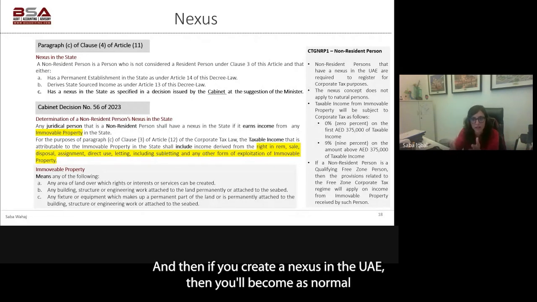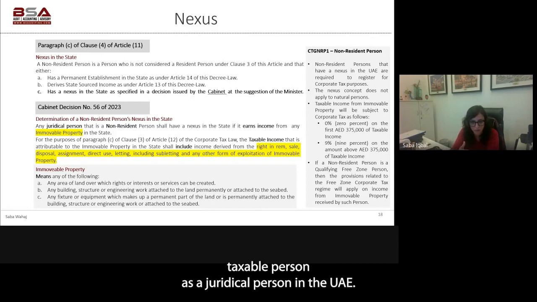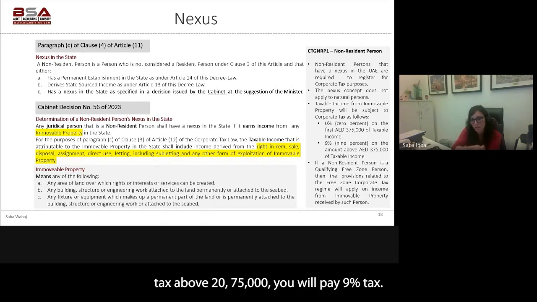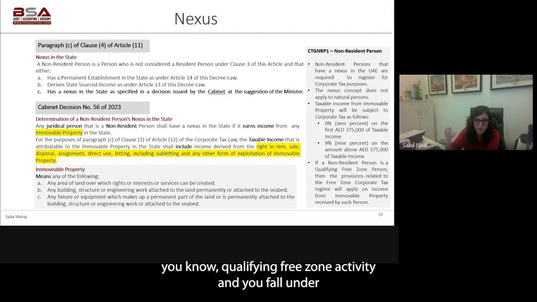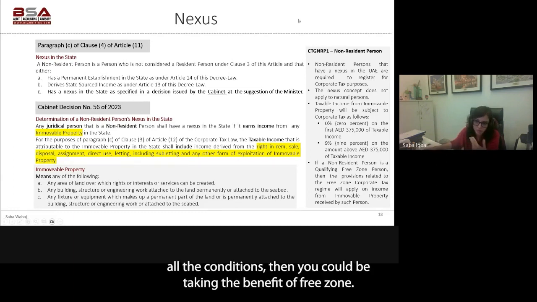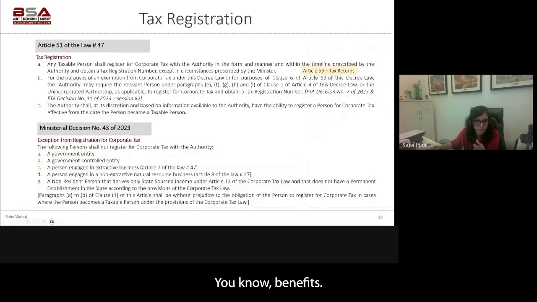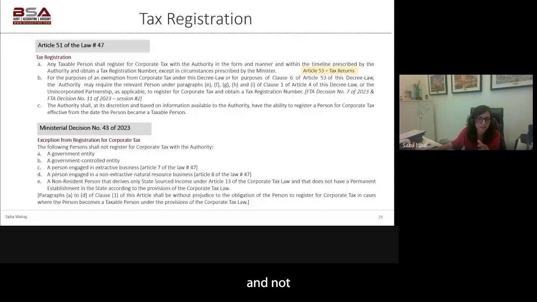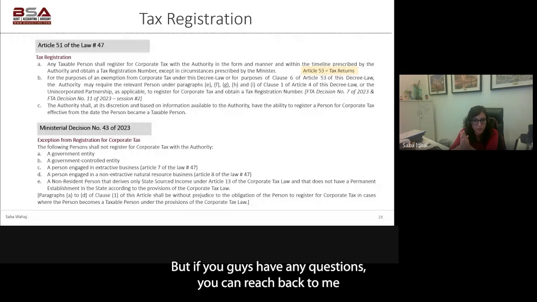And then if you create a nexus in the UAE, you become a normal taxable person, like a juridical person in the UAE. So up to 375,000, you will be paying 0% tax. Above 375,000, you will pay 9% tax. And if you have a qualifying free zone activity and you fall under all the conditions, then you could also take the benefit of free zone benefits. Because we are short of time, I'm running and not discussing it further, but if you have any questions, you can reach back to me.